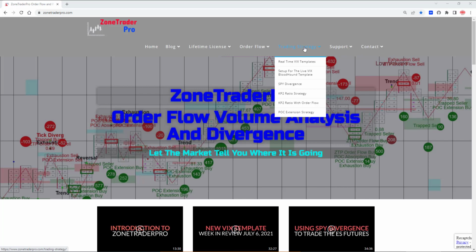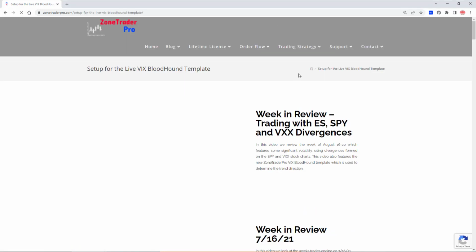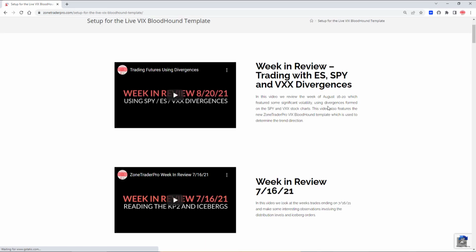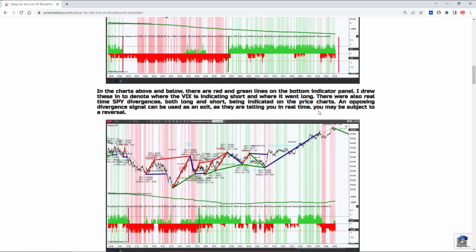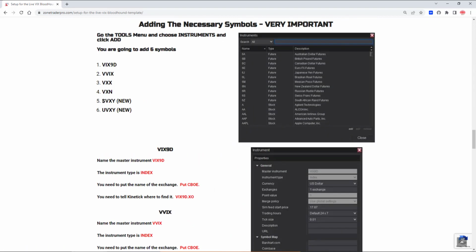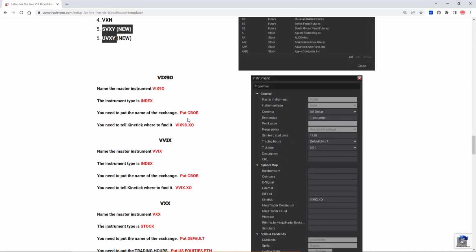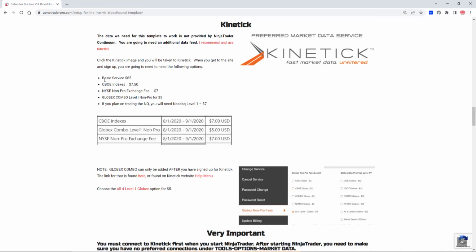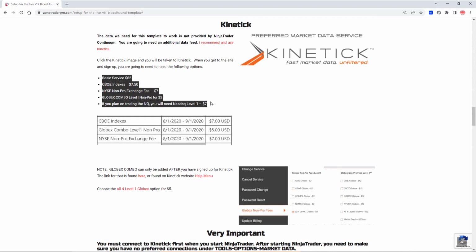Really important, if you are using this as a ZoneTraderPro user, you come to the setup for the VIX template right here and scroll down, and you're going to have to add the two extra symbols, the SVXY and the UVXY here, and there are the instructions for doing it. You do not need to add any services with Kinetic. I've confirmed that these two symbols are included in the packages that we pay for right there.